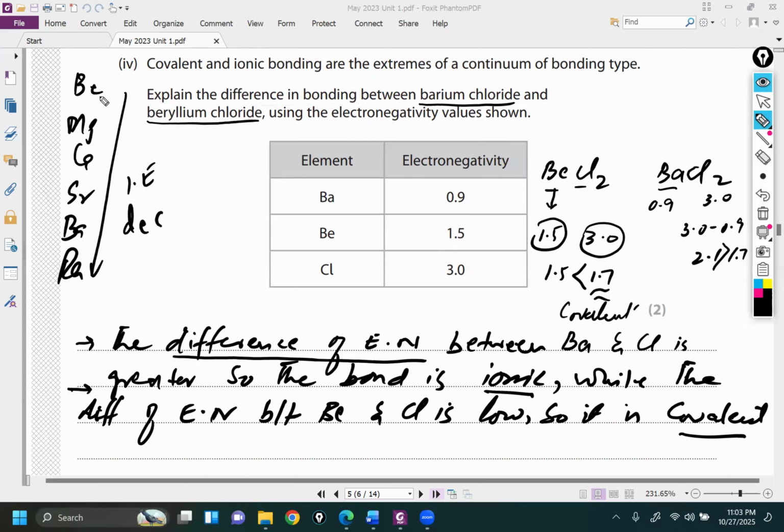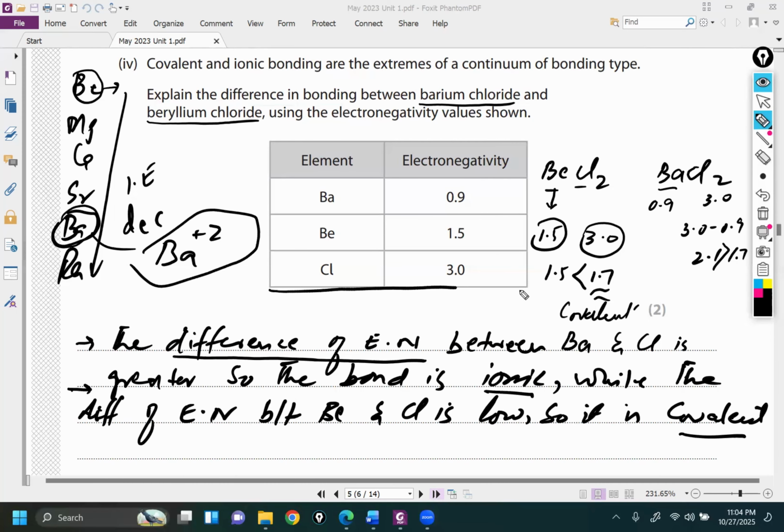But see here, beryllium is here, and it is very difficult to remove an electron from beryllium. So it is difficult for beryllium to form an ion, while barium is almost near the bottom. So it needs very little energy to remove 1 and 2 electrons, so it will easily form the barium ion. That's also one of the ideas that barium chloride will give an ionic compound, while beryllium chloride will prefer sharing of electrons. But whenever you're writing the answer, there are many ways, but you have to stick to the table. Why? They give the electronegativity values.